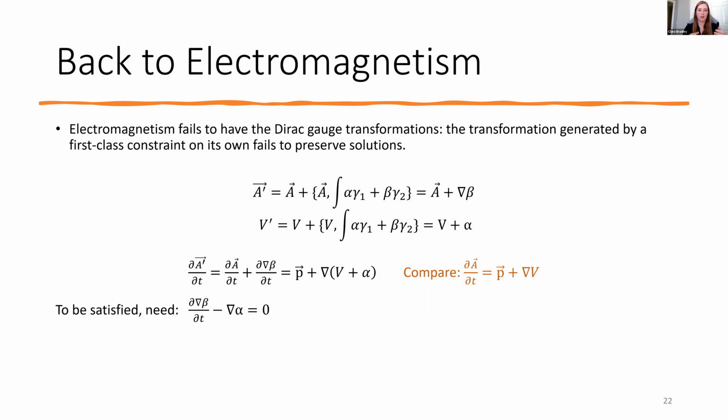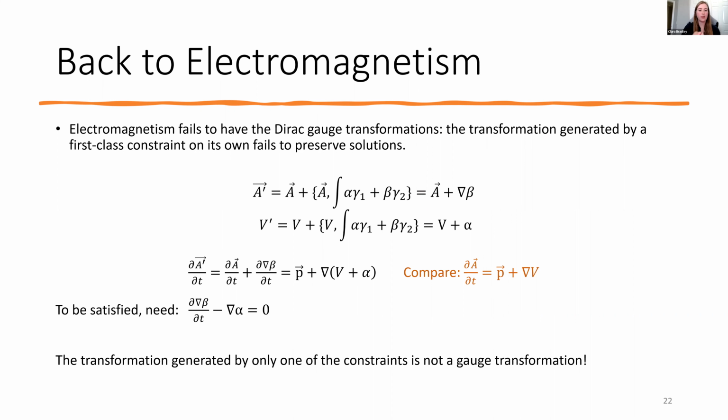And now, when we consider the transformed equation of motion, which here I just write for the vector field A, since this is going to be the crucial one here, we find that if we assume that the untransformed vector field A satisfies the equations of motion, then we have some restriction on the relationship between alpha and beta that must hold in order for this transformed equation of motion to be satisfied. And what does this mean? Well, if we consider the transformation where we only have a transformation generated by one of the first-class constraints, so this means when one of alpha or beta is equal to 0 and the other one is not, then one finds that this restriction doesn't hold, and so this transformed equation of motion is not satisfied. And so this means that the transformation generated by only one of the first-class constraints is not a gauge transformation.